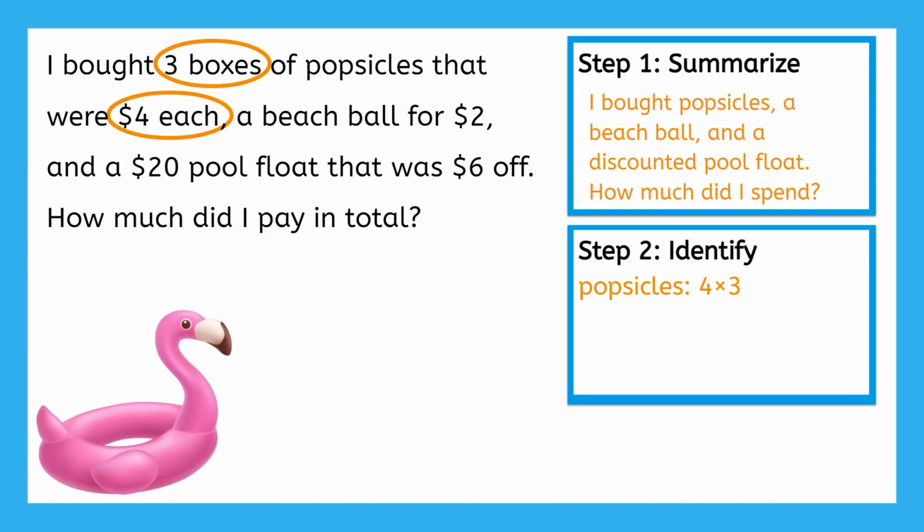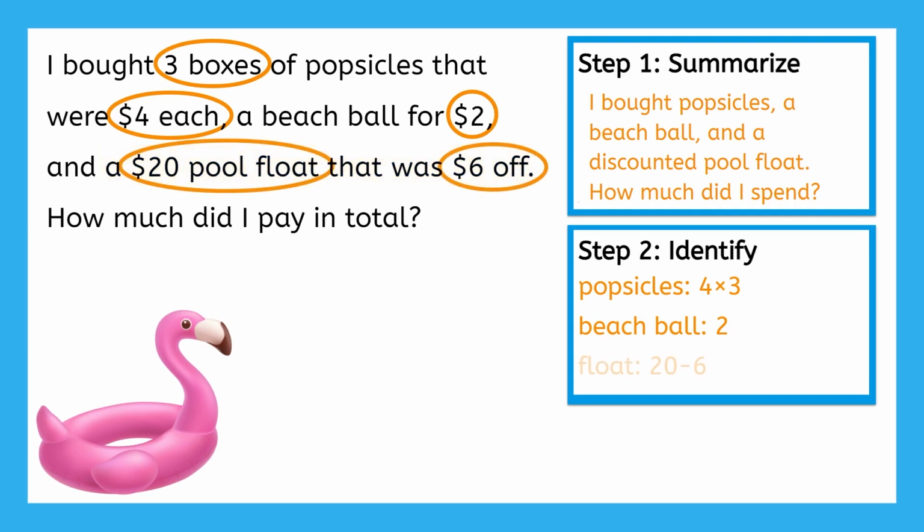The sentence continues on to say, I bought a beach ball for $2. Let's circle $2 and make a note that the ball was $2. I also bought a $20 pool float that was $6 off. To calculate the price of the float, we'll need to subtract the discounted amount. Let's circle this information and make a note that the float costs $20 minus 6. The last sentence says, how much did I pay in total? I'm going to circle pay in total because that tells me that we're looking for the total sum of all the items and that our final answer will need to be reported in dollars.